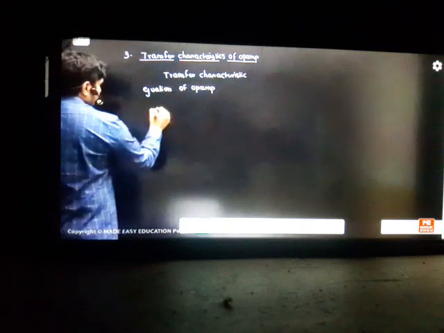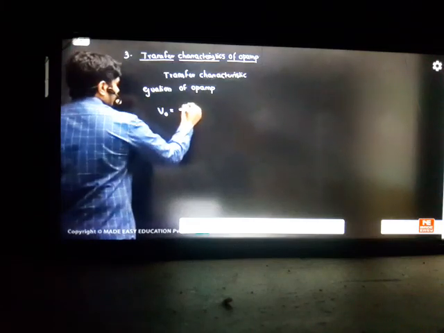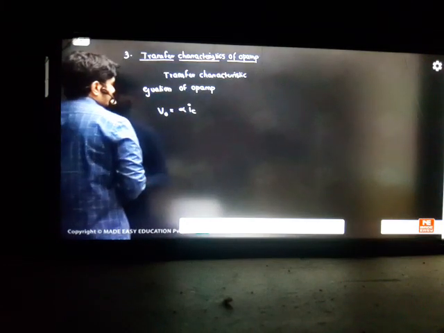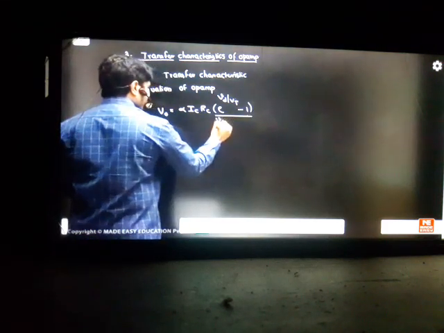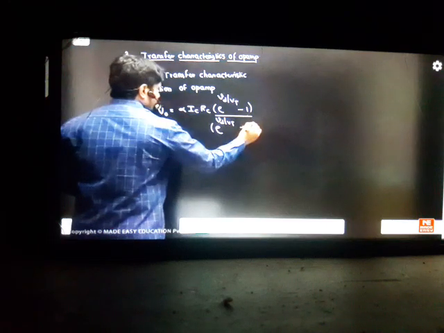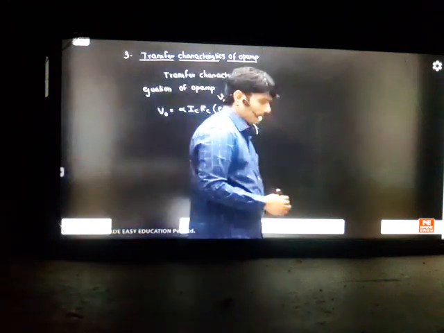Transfer characteristic equation of op amp. What does that mean? V0 is equal to alpha, which is the current gain of your transistor, alpha IC, where IC is the DC current, into RC, the load resistance, into e power Vd by Vt minus 1. Because of one transistor, we got one diode equation. And because of another transistor, we got another diode equation, e power Vd by Vt plus 1. So because of two transistors, we got an equation like this, in exponential form.